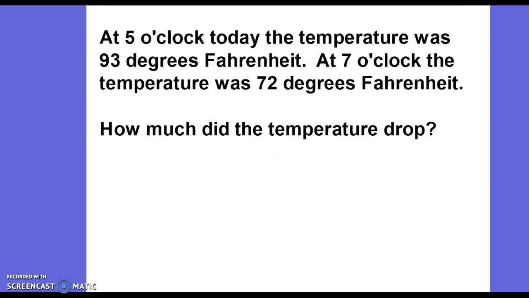Okay, now let's just apply this a little bit. This problem says at 5 o'clock today the temperature was 93 degrees Fahrenheit. At 7 o'clock the temperature was 72 degrees Fahrenheit. So that actually happened last week when the front went through and the temperature dropped. How much did the temperature drop?